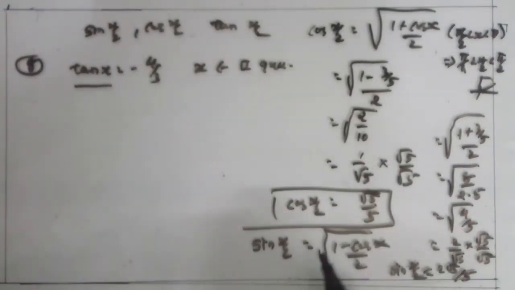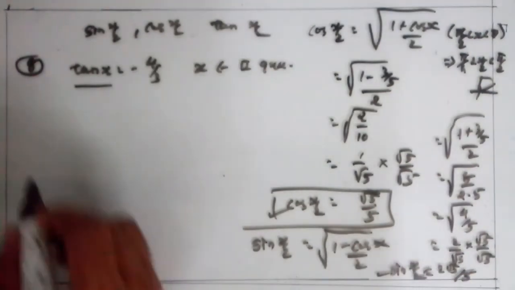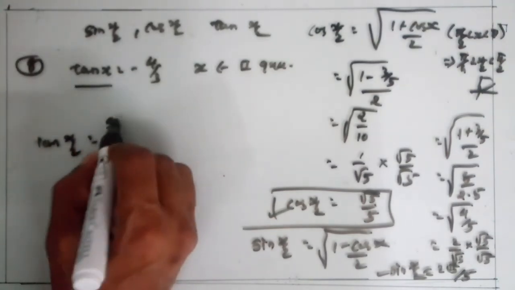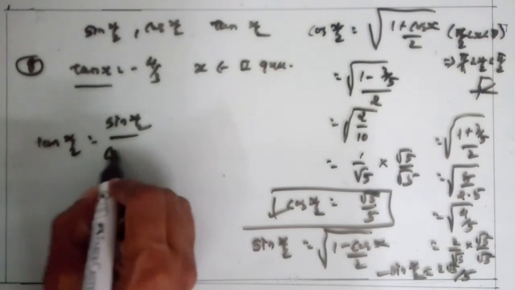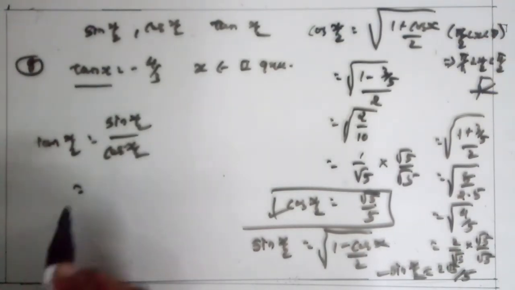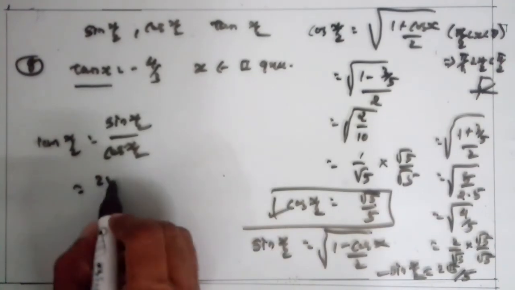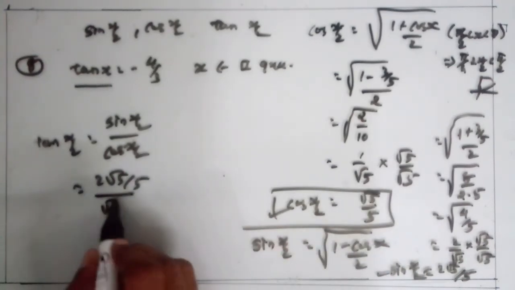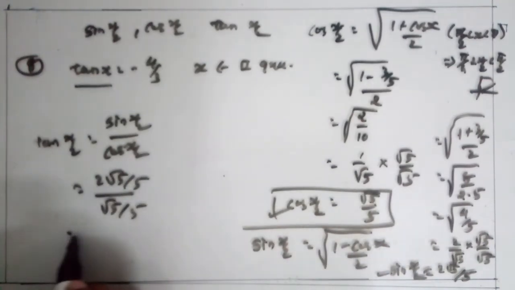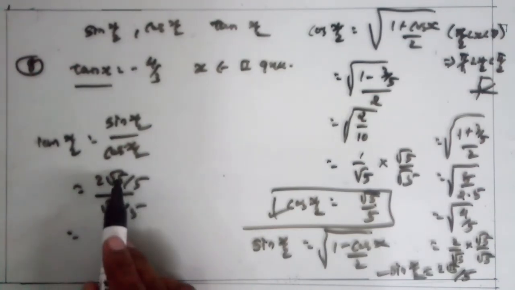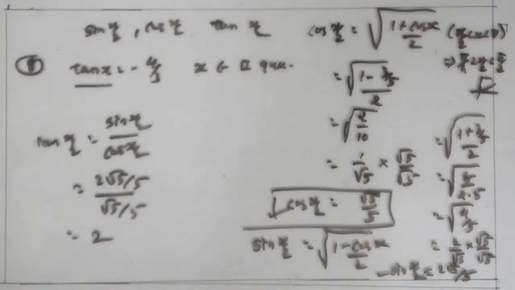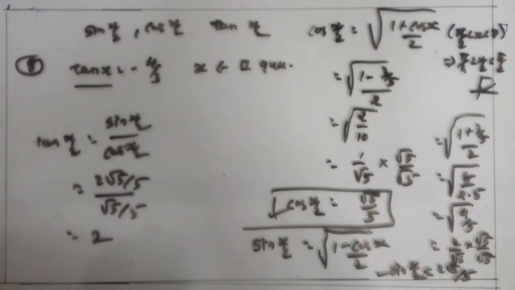Now from these both values, cos x by 2 and sin x by 2, we get tan x by 2. So tan x by 2 is equal to sin x by 2 upon cos x by 2, you know. So it is equal to 2 root 5 upon 5 upon root 5 upon 5. Clear? So root 5 upon 5 cancel, so we get 2. So tan x by 2 is equal to 2. Clear this?